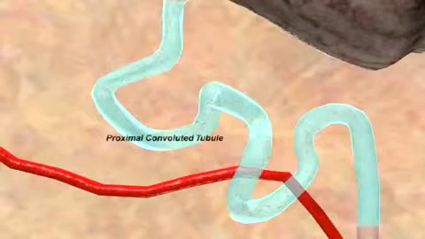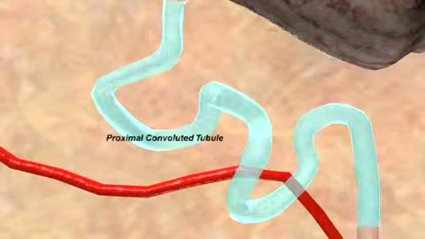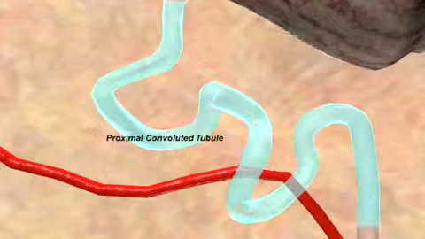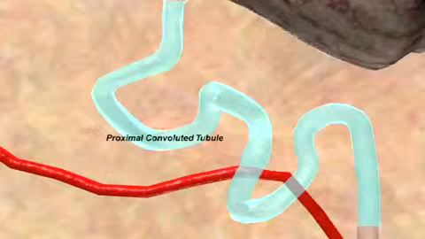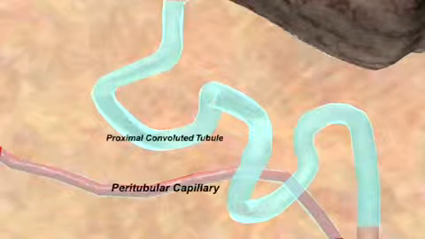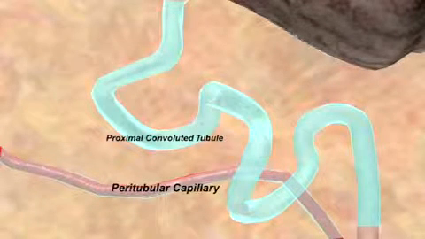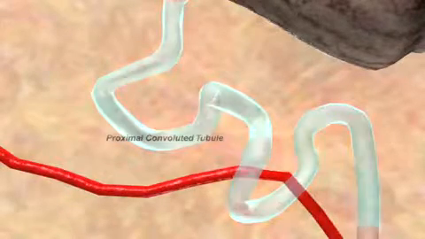The first section of the nephron is called the proximal convoluted tubule. The proximal convoluted tubule is highly permeable, and about 65% of the filtered sodium and water leak out to be reabsorbed into the nearby capillaries. Old diuretics called carbonic anhydrase inhibitors mostly act on this portion of the nephron.